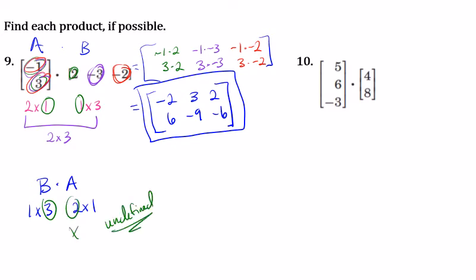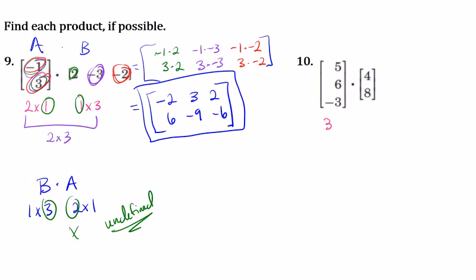Okay, so not only is it not commutative, but sometimes it doesn't even work, right? Sometimes it's not even defined if you switch the order of the matrices. So order does matter in matrix multiplication, unlike scalar multiplication, unlike normal multiplication with just constants, like we're used to with real numbers. All right, anyway, let's take a look at number 10.